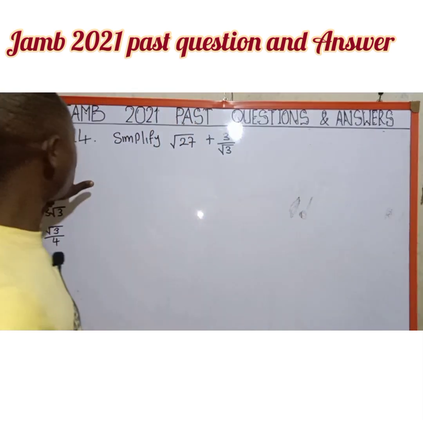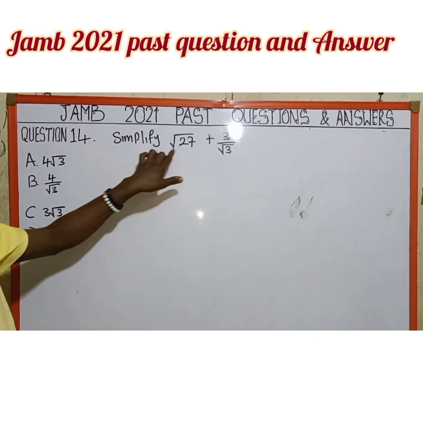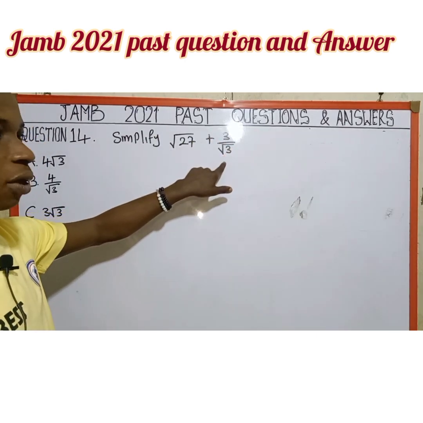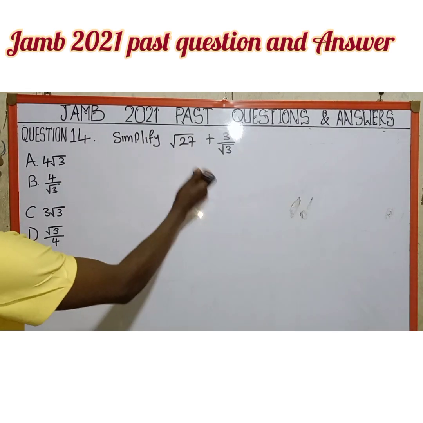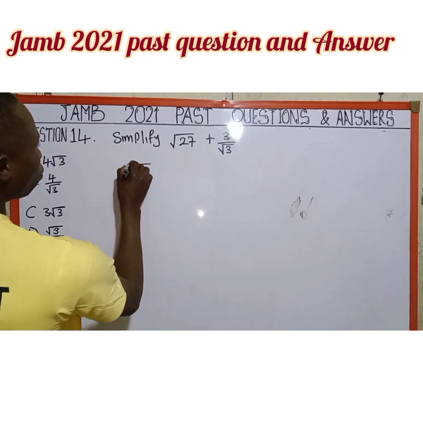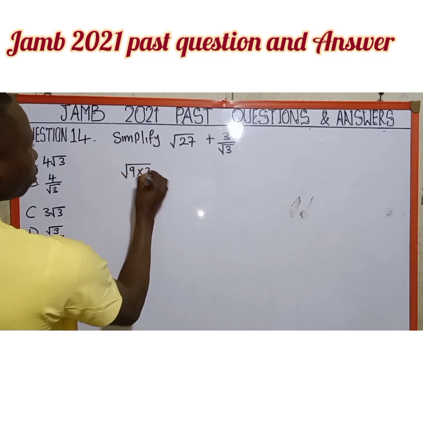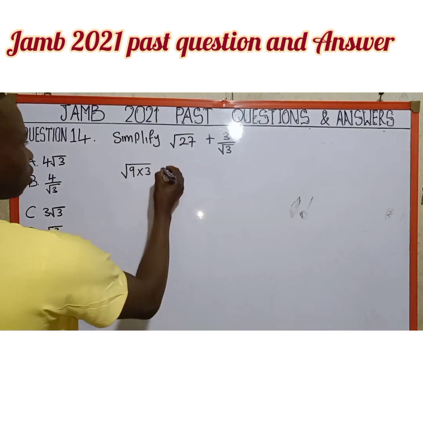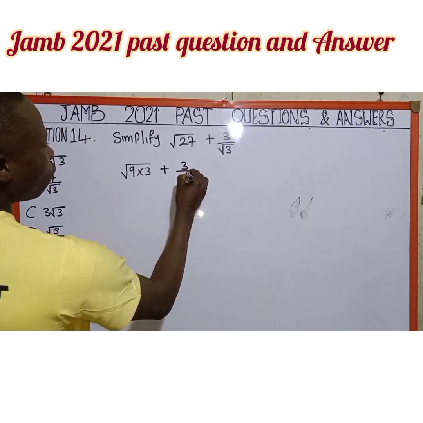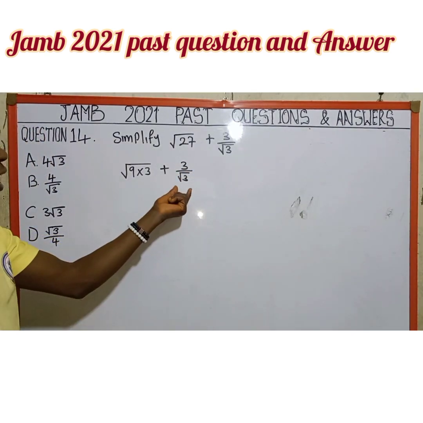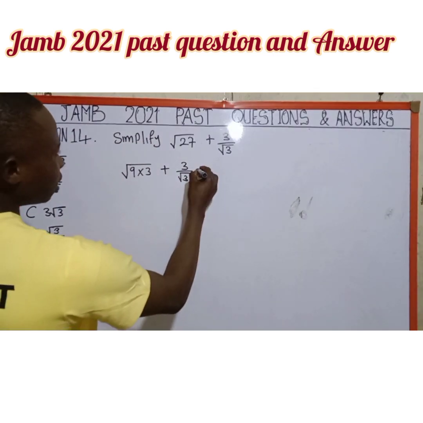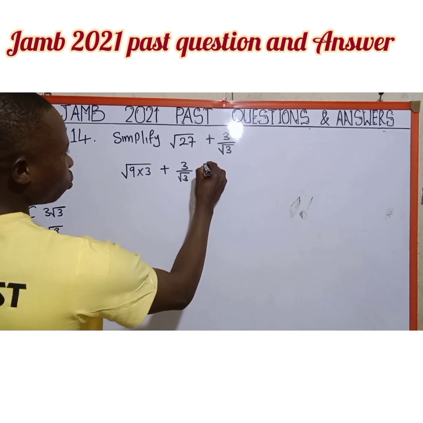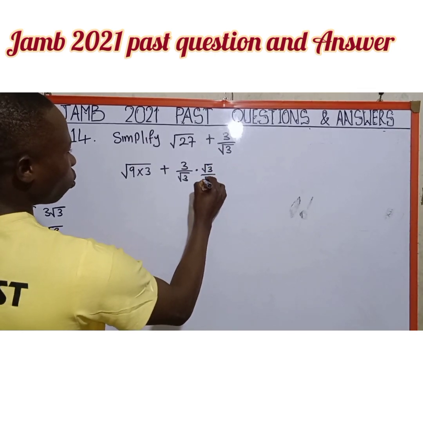So then to continue from question number 14, which reads, simplify root 27 plus 3 over root 3. And we have the available options A to D. So let's simplify this. Root of 27 can also be written as root of 9 multiplied by 3, because 9 multiplied by 3 gives us 27, then plus 3 over root 3. So what we are going to do here is rationalize this denominator, which is root 3. Rationalizing means we are going to multiply it by root 3 over root 3.